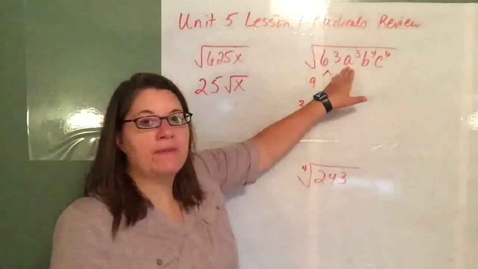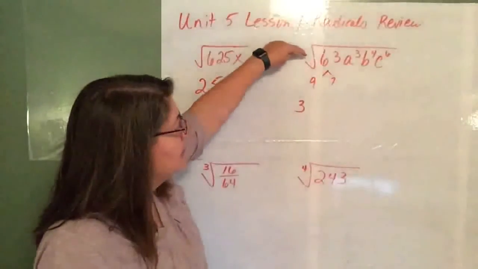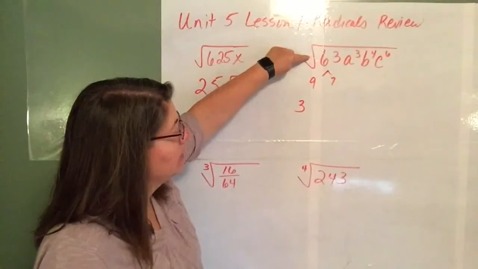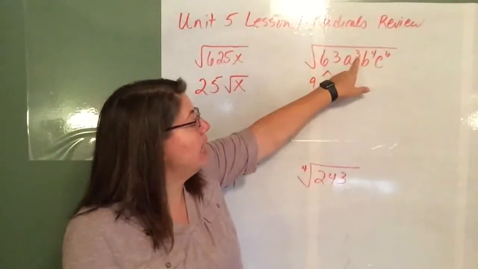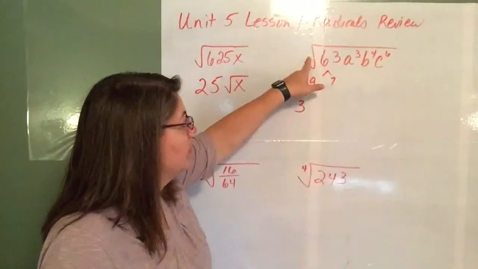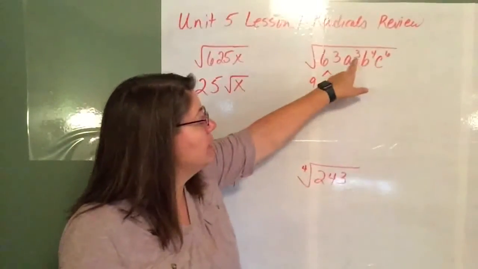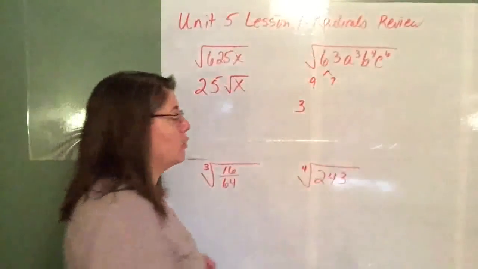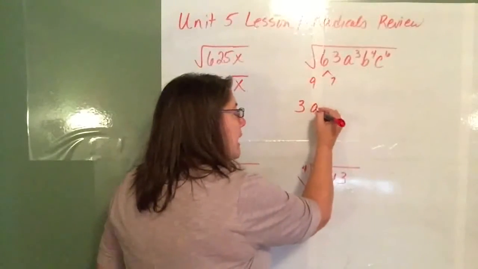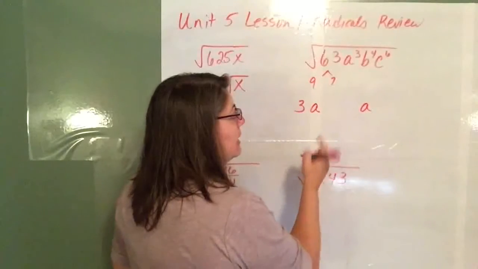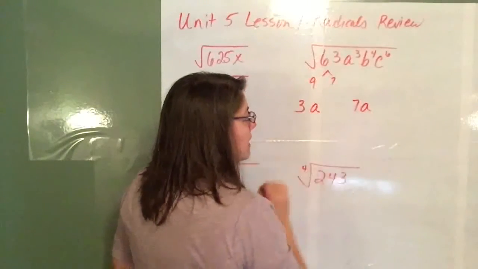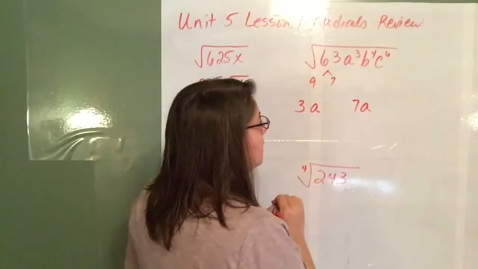To simplify the variables, I'm going to take the root number, which is 2 here, and I'm going to divide the exponent by that root number. This is a root of 2, so 3 divided by 2, that goes in one time, so you can bring out 1a, and that means there's an a left over on the inside. That 7 was also left on the inside. I'm going to go ahead and put that down.